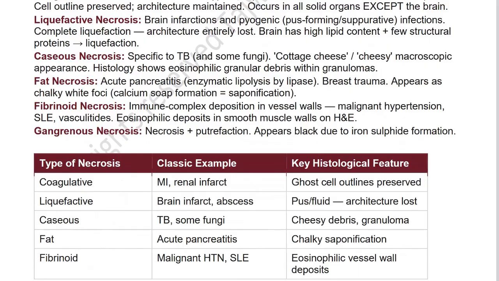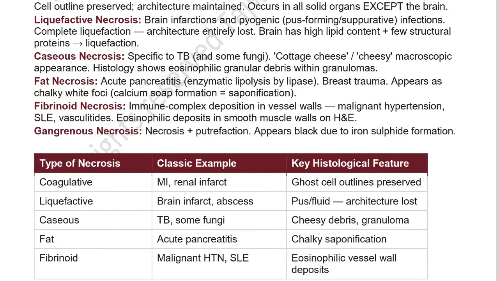Key facts: coagulative necrosis is the most common type. Myocardial infarction is the classic example. Cell outline is preserved. Architecture is maintained. It occurs in all solid organs except the brain. Liquefactive necrosis is where brain infarctions and pyogenic, pus-forming or suppurative infections come in. There's complete liquefaction. Architecture is entirely lost. Brain has high lipid content and few structural proteins. This is why it has a liquefactive necrosis pattern.